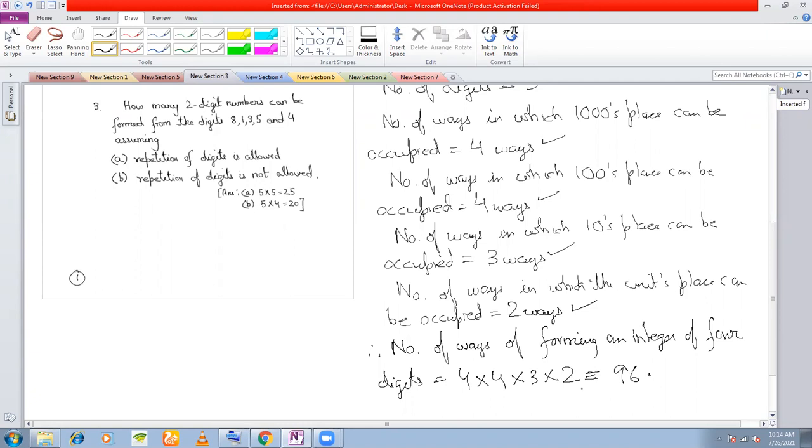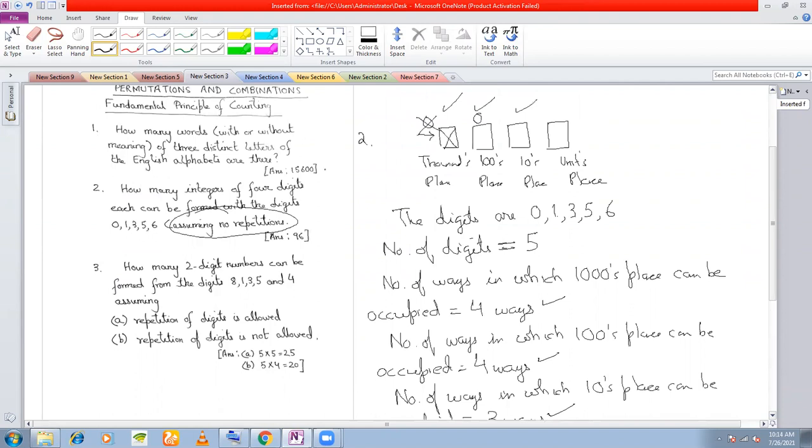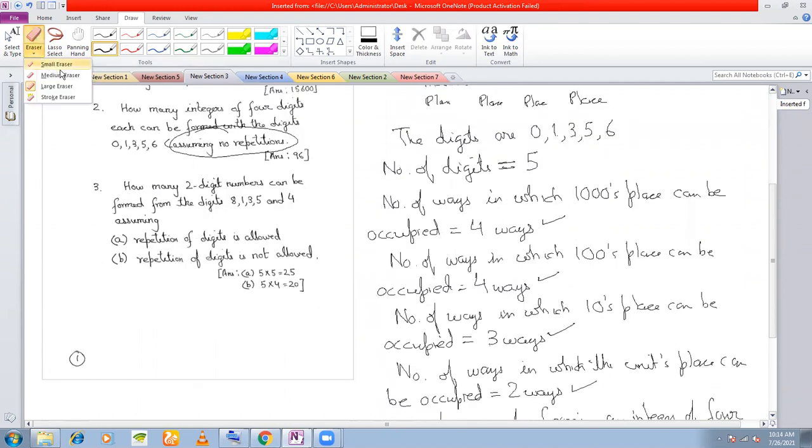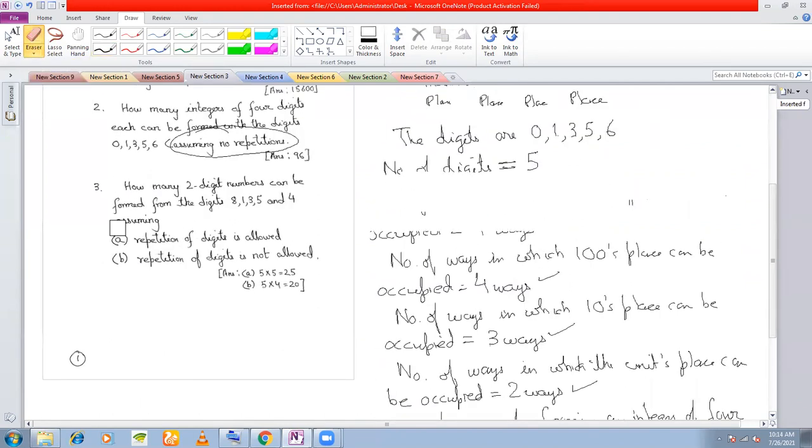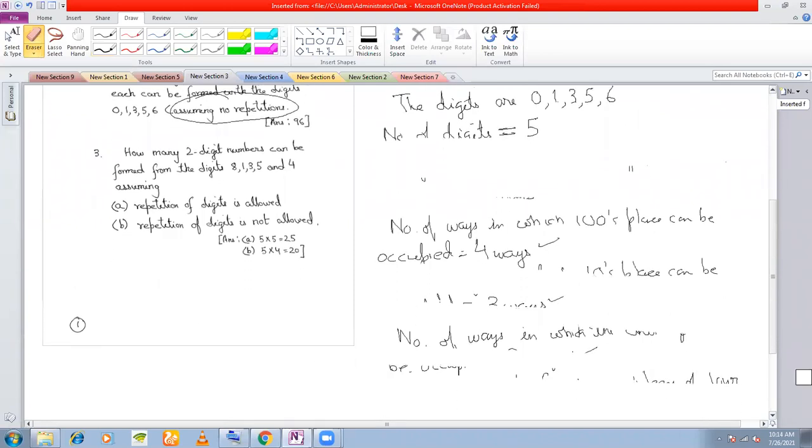Clear with this? From the fundamental principle of counting. Any question here? Move on to the next one.